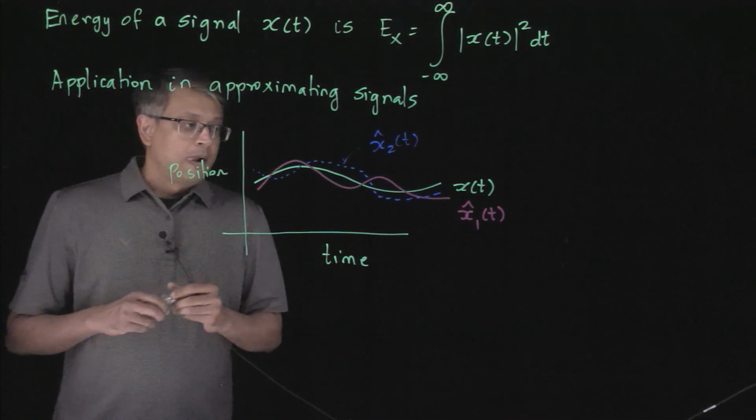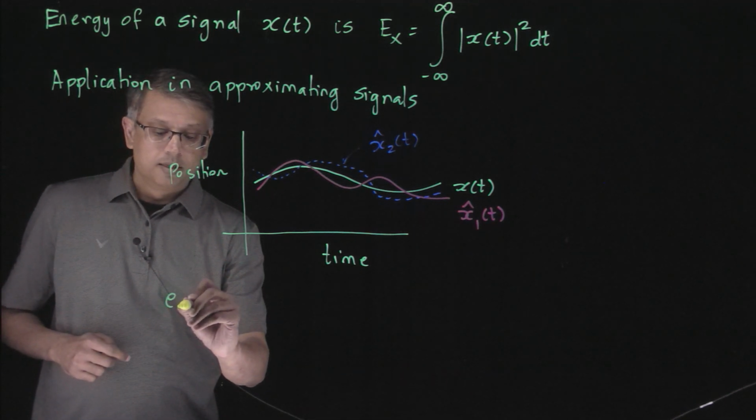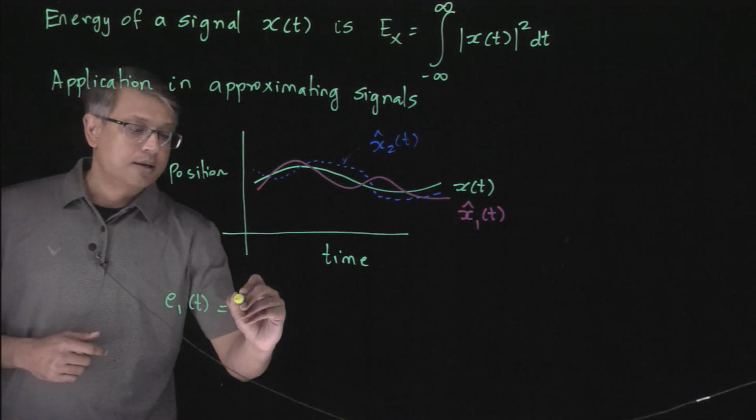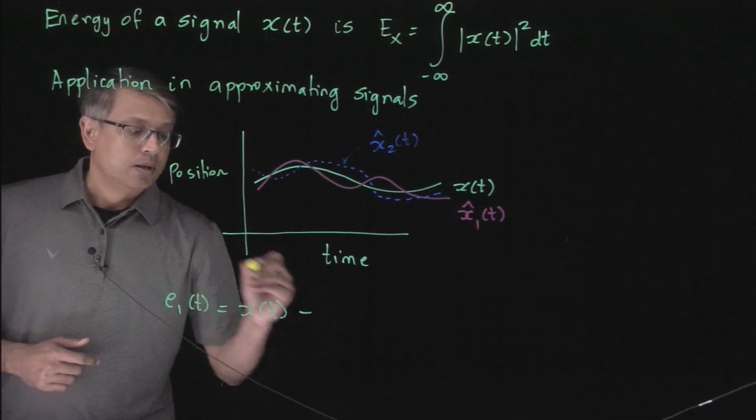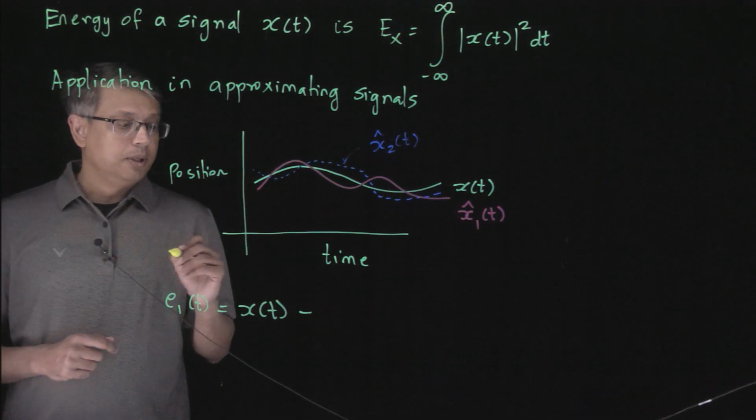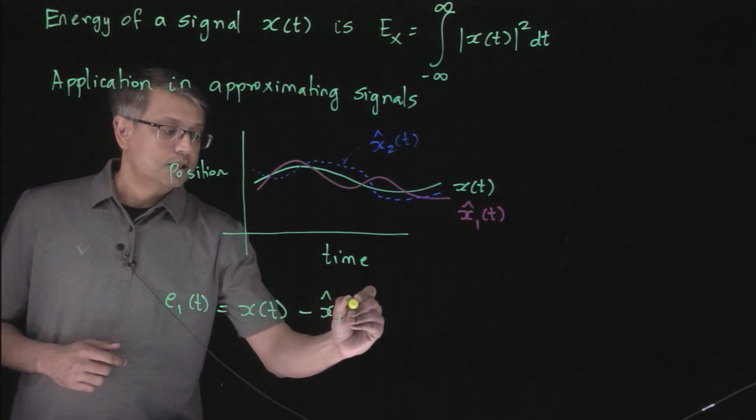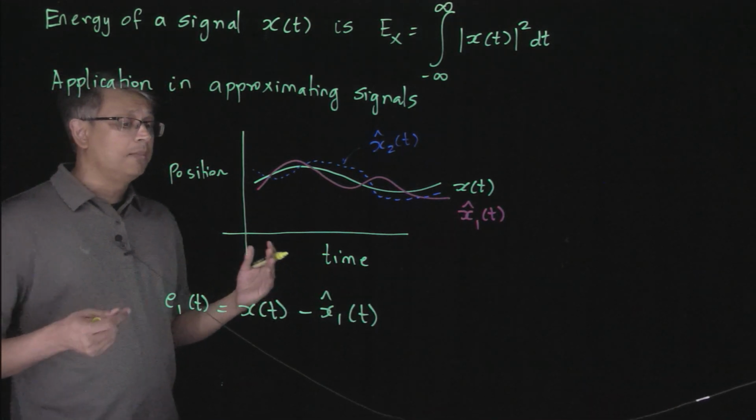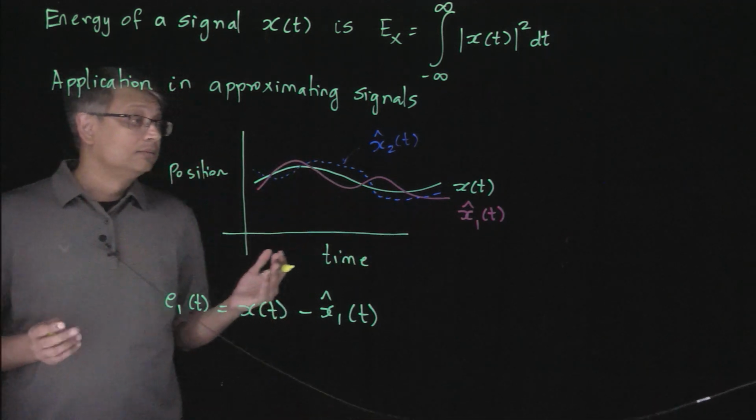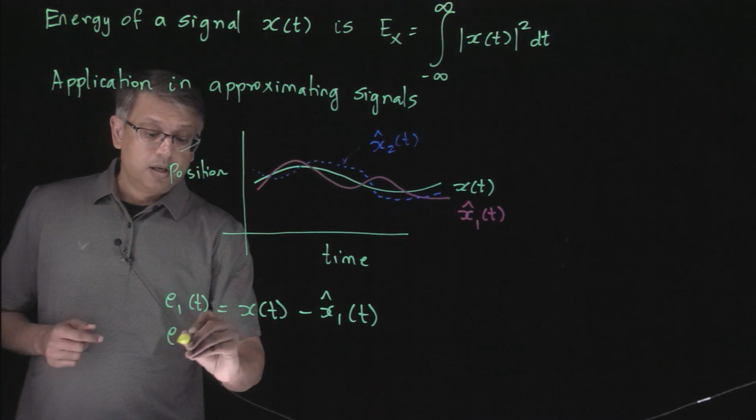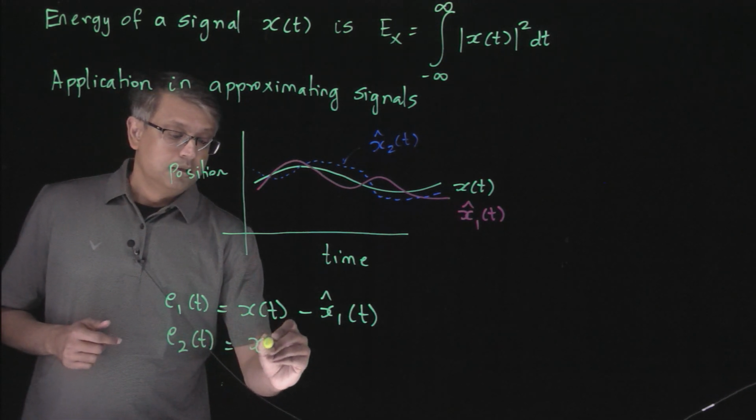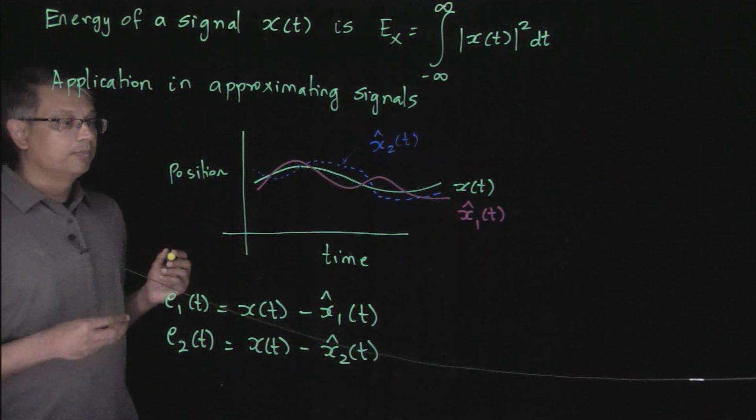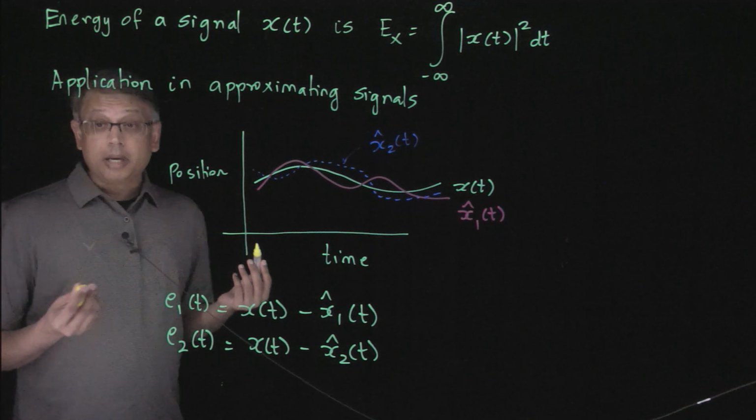So you can see that we can define an error signal E1, let us say, as the difference between what we want the position of the robot to be minus what it actually is from algorithm 1. And notice that it's a function of time. So the error is different at different points in time. So the error itself is actually a signal. Similarly, we have another error signal for algorithm 2. Right? Now, which of these two is better?